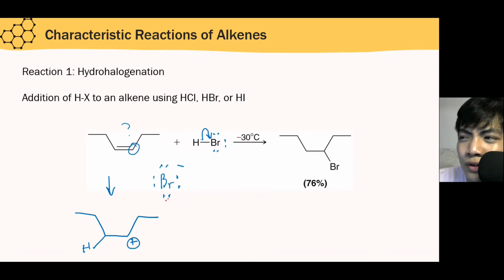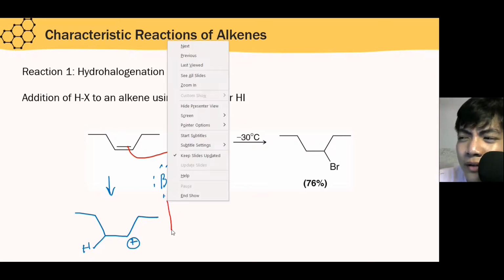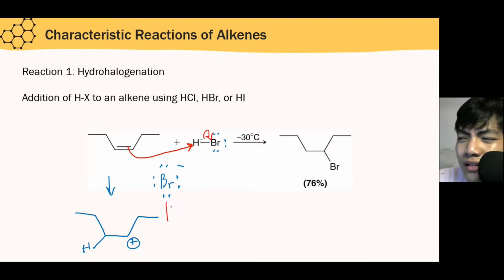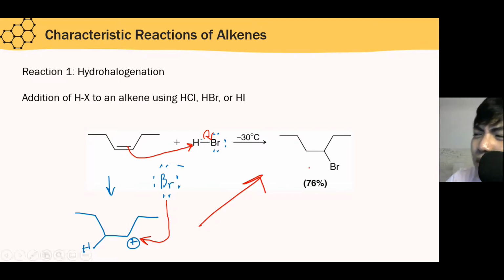How should you draw the arrows? When drawing the arrows, madali lang yan. Let me just fix this. When drawing the arrows, you usually begin with the lone pair. So begin ka with the lone pair, and then you connect it to the carbocation. Ganun lang. Okay, so from the lone pair to the carbocation. And then you can show this final product, wherein the bromine will be connected here, and the hydrogen is connected here.